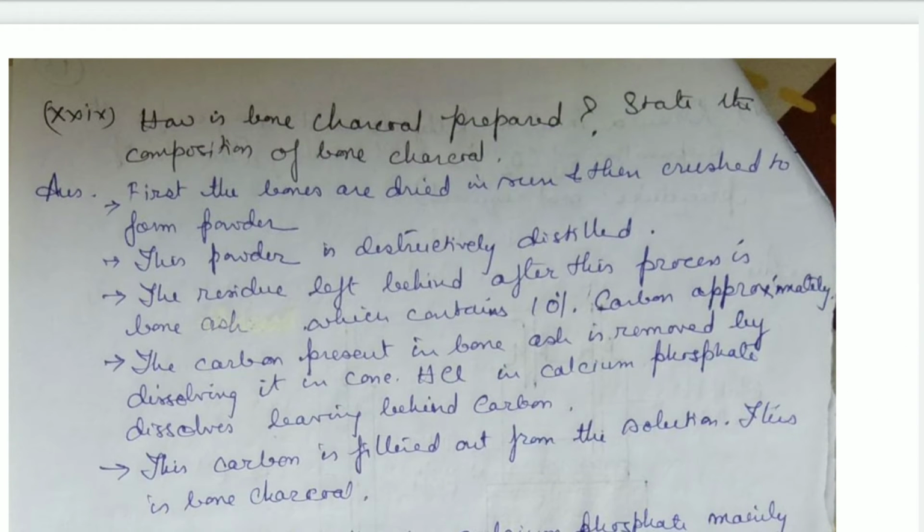Now, how is bone charcoal prepared? State the preparation of bone charcoal. First the bones are dried in the sun and then crushed to form powder. This powder is distilled destructively, that is, distillation takes place in a limited supply of air. The residue left behind after the process is bone ash, which contains approximately 10% carbon. The carbon present in the bone ash is obtained by dissolving it in hydrochloric acid, in which the calcium phosphate dissolves, leaving behind the carbon.